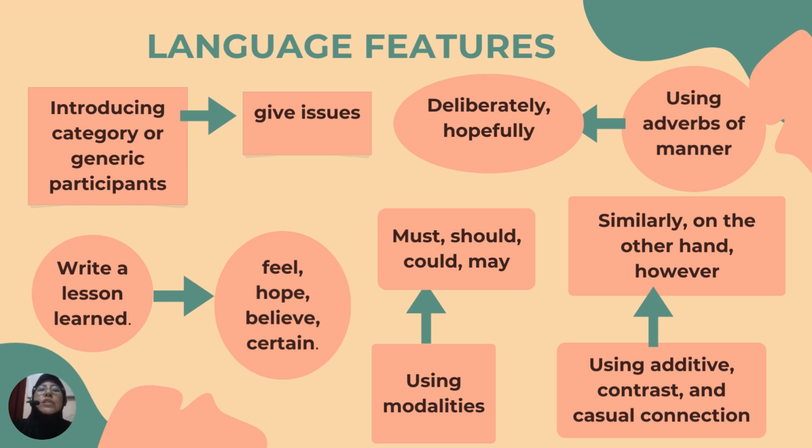And then the last one is using adverb of manner. We see that from words like deliberately, hopefully. Now, some words with ly are adverbs that come from adjective plus ly. I give you examples of words like deliberately. From the word deliberate, adding ly becomes deliberately, and then like the word hopeful, which is a kind of adjective, but you can add ly and it becomes hopefully, which is an adverb.